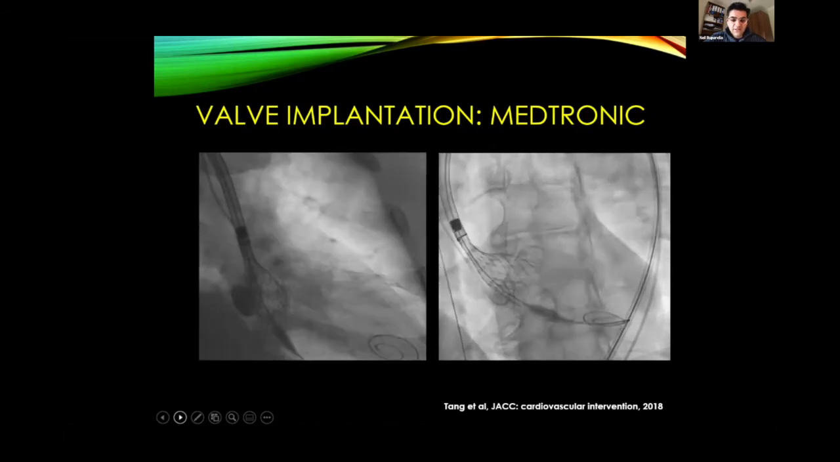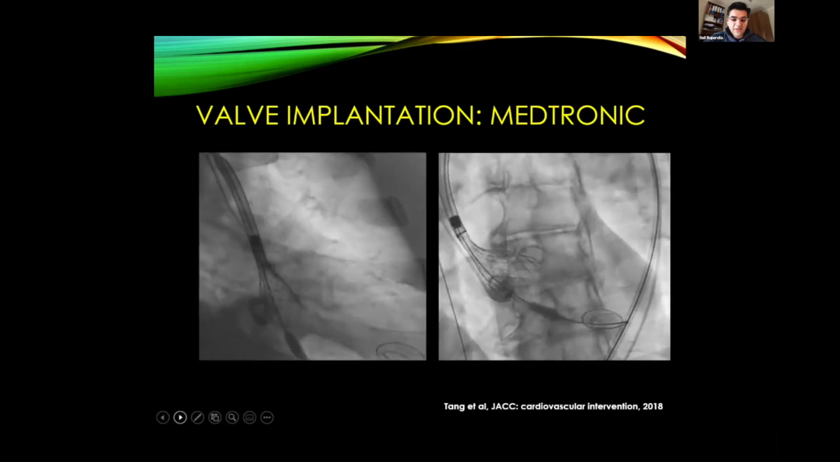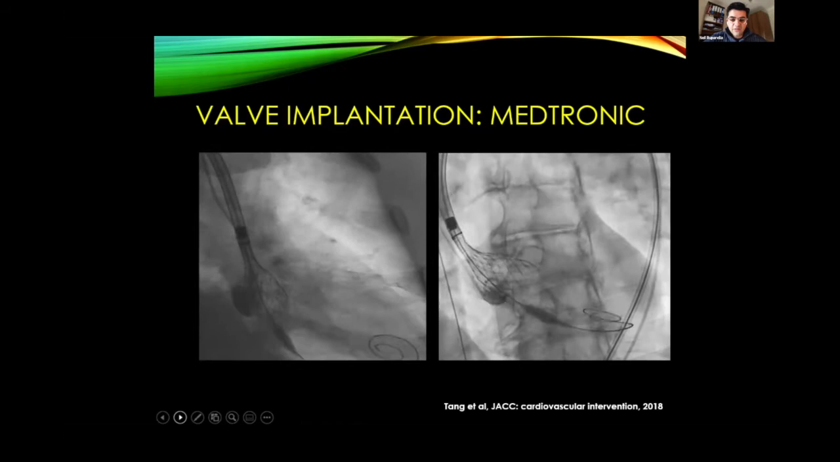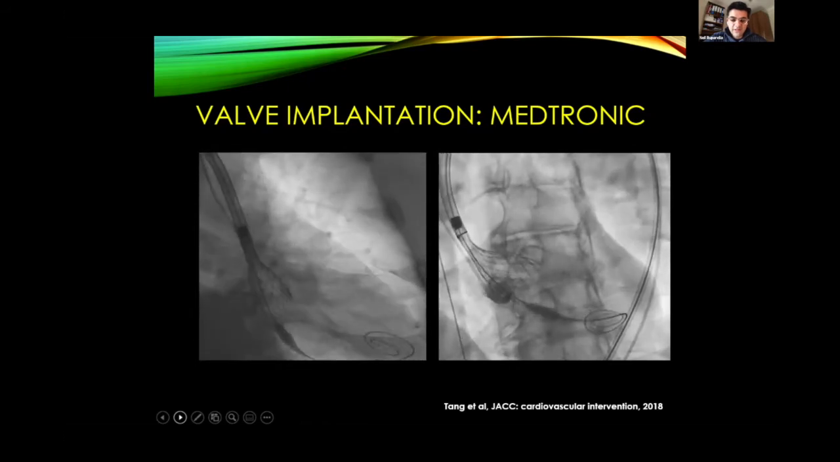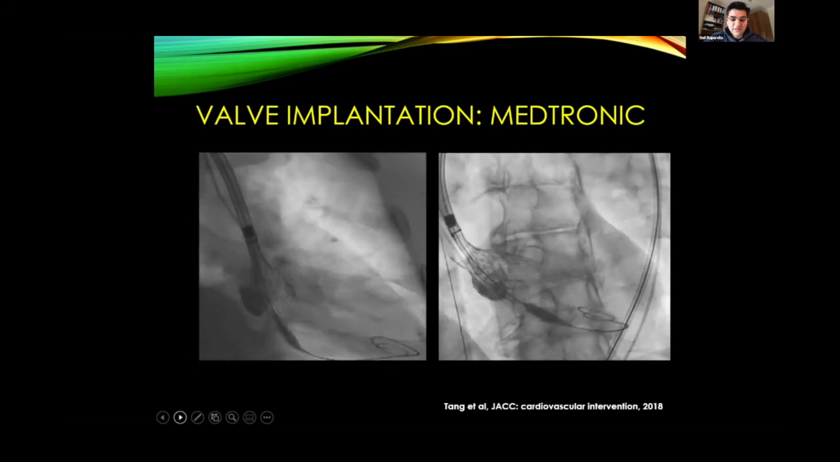And you can see on the right slide, that wire up in the SVC is the wire that we've used to pace. So again, you can see there's no temporary pacing wire, there's no TOE. This is a local anesthetic procedure, facilitating early or even same day discharge.